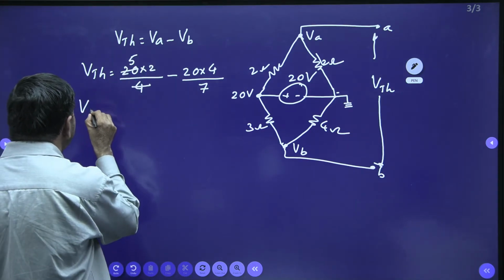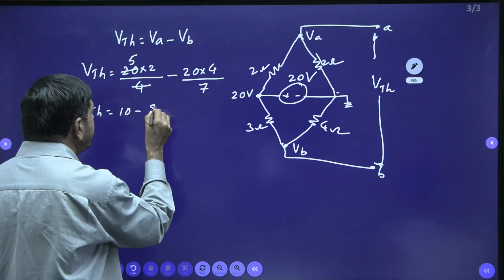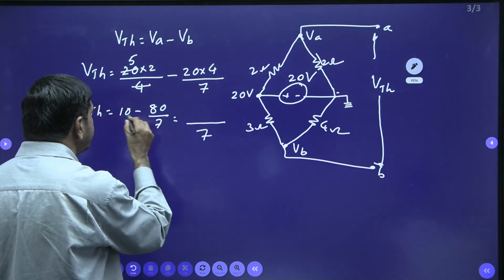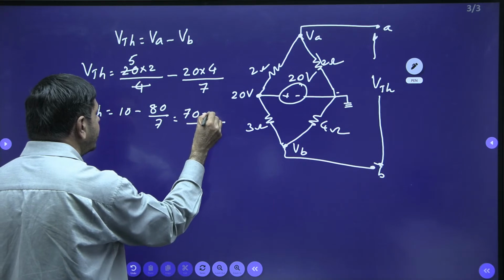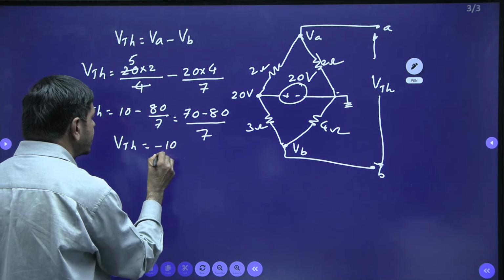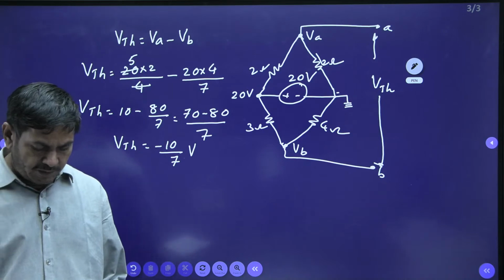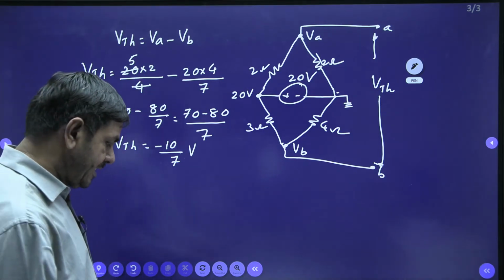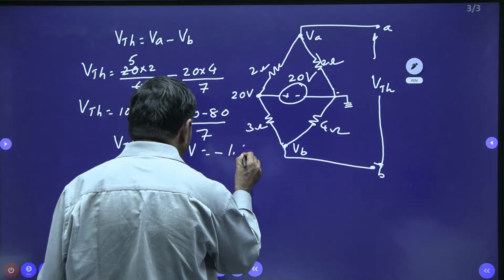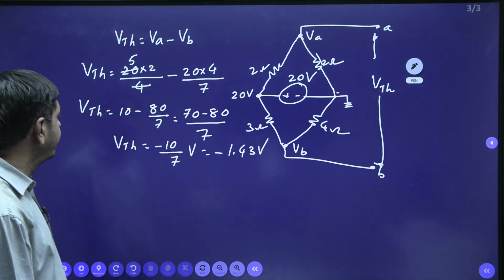So VTH, I can write 5 by 10 minus 80 by 7. If you take the LCM, 70, minus 80 is possible. Finally VTH is nothing but minus 10 by 7 volts. That much voltage we are getting. Minus 10 by 7, I can write this value as approximately minus 1.43. Minus 1.43 volts is the VTH.